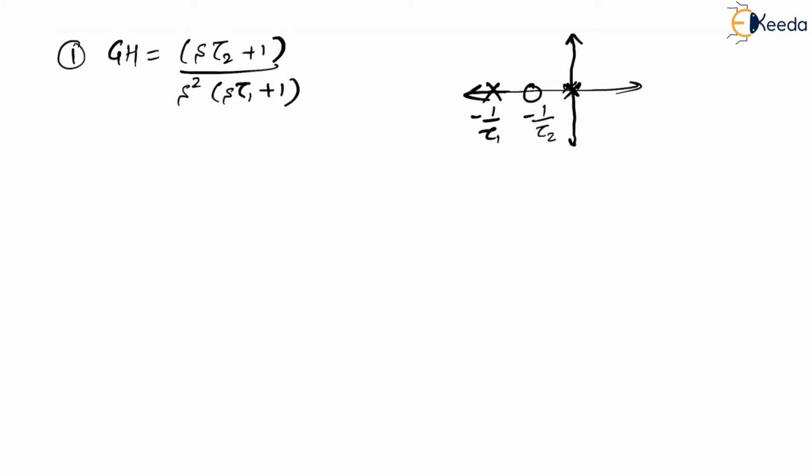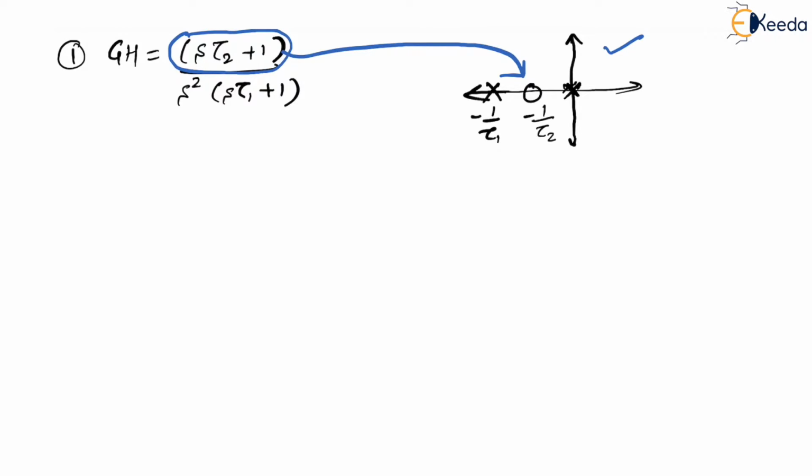If you just observe here, we have taken this zero. What is that zero? That zero is nothing but minus 1 by tau 2, right? That is our zero. Along with that, they have also provided us with this pole zero plot. Why? Because we know that in order to find the starting direction, we actually need the pole zero plot of the loop gain, right?